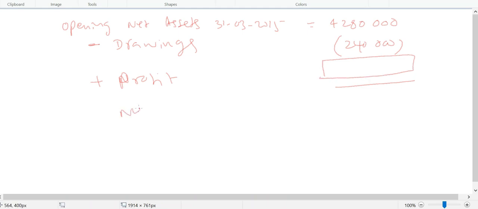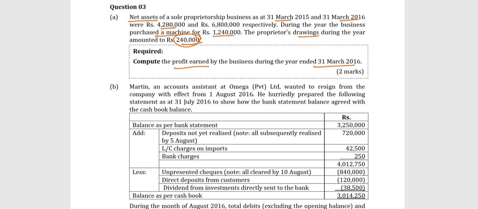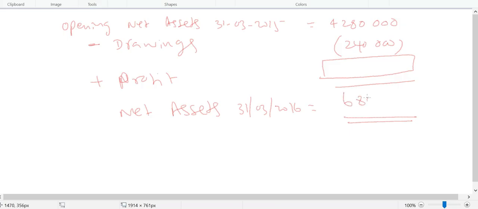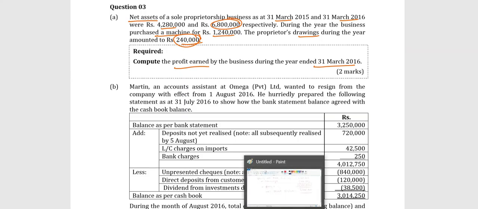Then your net assets as at 31st March 2016 is given, which is 6,800,000. So when you simplify this, 4,280,000 minus 240,000 minus 6,800,000, the profit is 2,760,000. So this is the answer for the first part, which is part A.